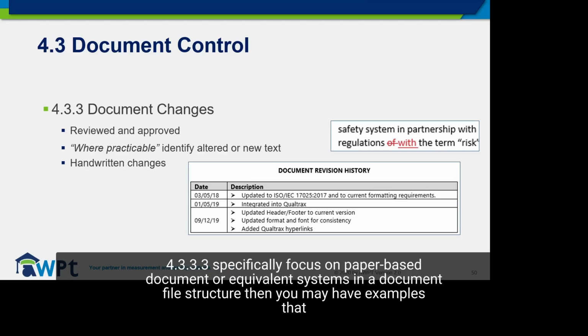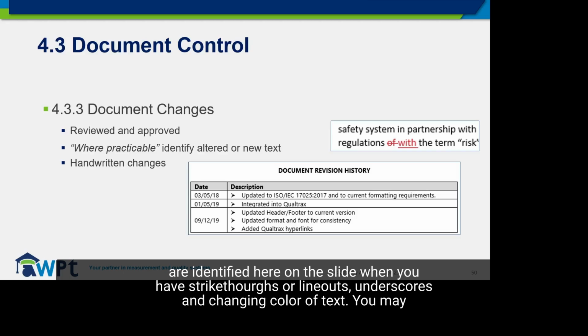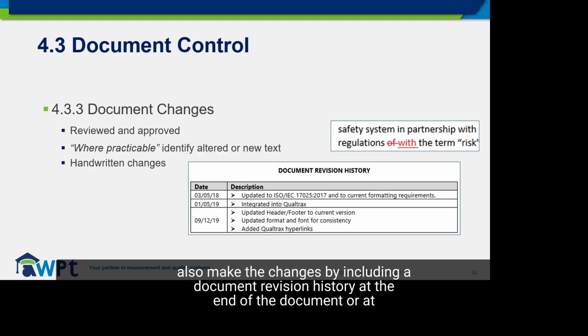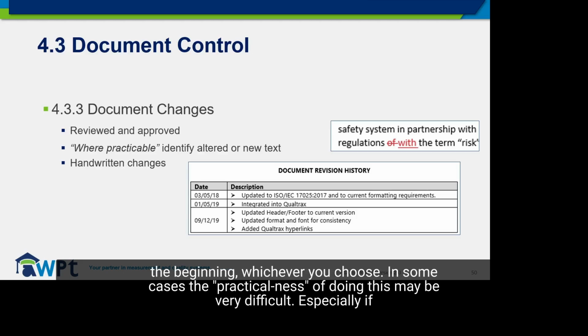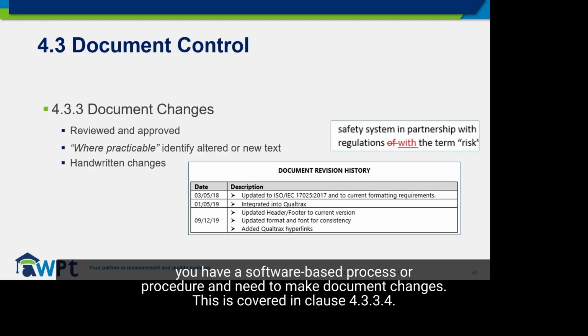4.3.3.2 and 4.3.3.3 specifically focus on paper-based documents or equivalent systems in a document file structure. Then you may have examples that are identified here on the slide, where you have strike-throughs or lineouts, underscores, and changing color of text. You may also make the changes by including a document revision history at the end of the document or at the beginning, whichever you choose. In some cases, the practicableness of doing this may be very difficult, especially if you have a software-based process or procedure and need to make document changes. This is covered in Clause 4.3.3.4.